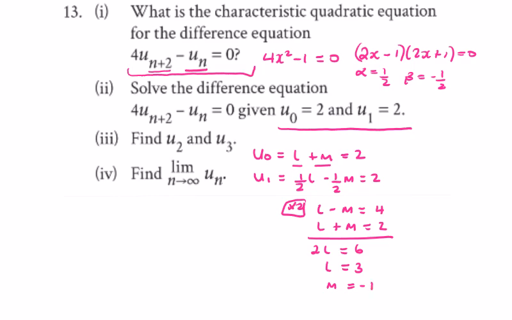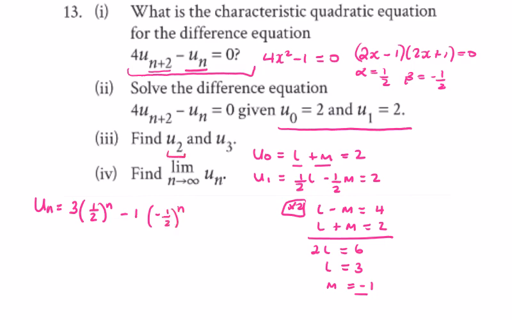So my difference equation will become, un or tn, whatever way you want to write it, un is equal to L times alpha to the power of n, plus m, which is minus 1, I'll put the 1 in, times beta, which is minus a half, to the power of n.